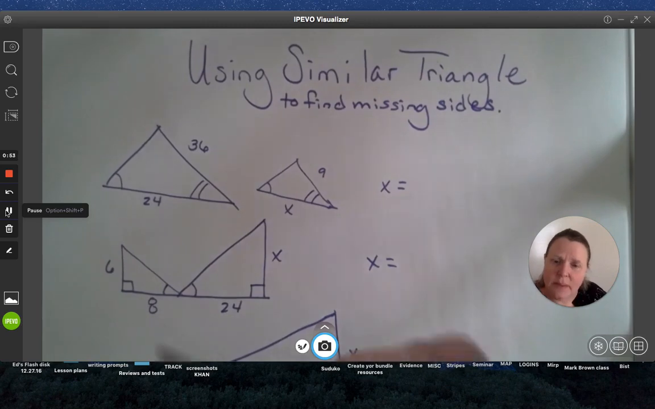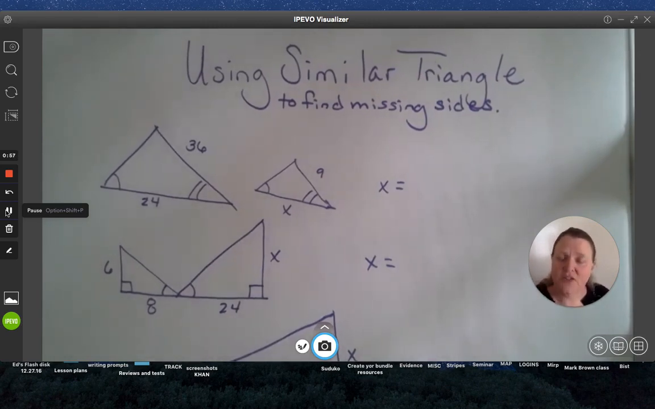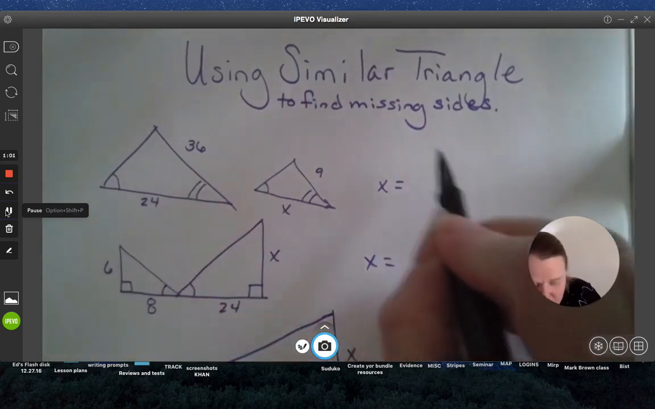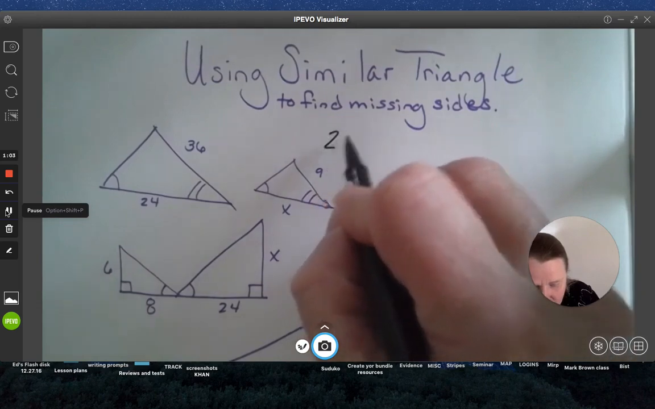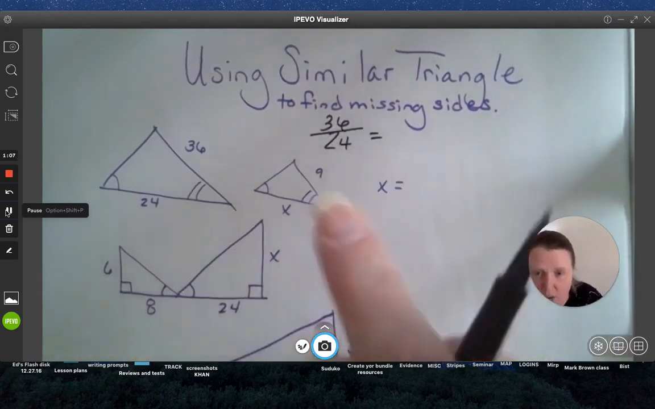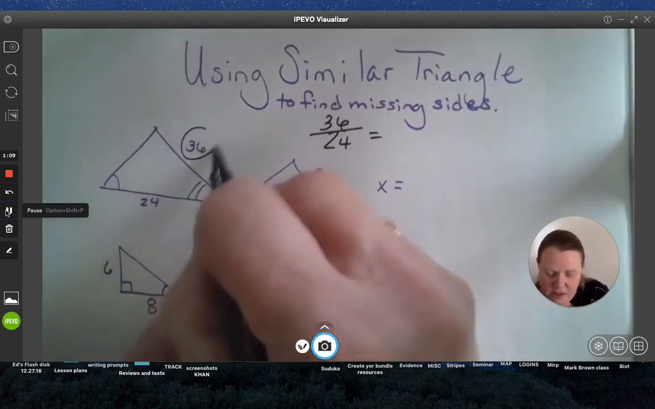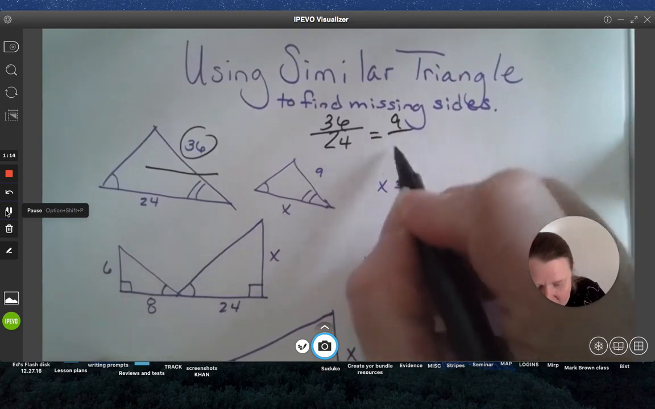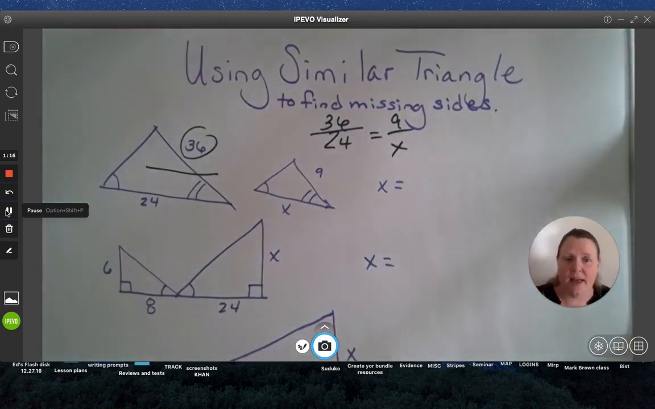which means I should be able to set up a proportion like I used in 6th and 7th grade to find the missing number. So we're going to take the 36 over 24. We're going to do like pieces. So 36 over 24 is going to be equal to, and if we put this number on top, then we would have to do the same thing with a 9. So we would have 9 over x, and then we're going to simplify or solve it depending upon your method for doing that.